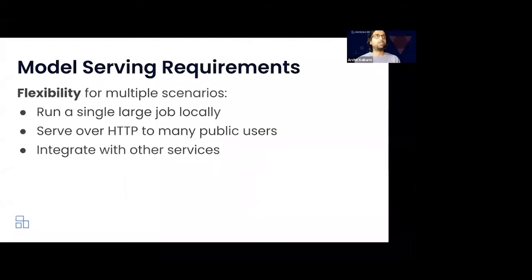And finally, ideally, you want the flexibility to be able to use your model serving solution in multiple scenarios. Here are just a few. One thing you might want to do is take your machine learning model and just run a single large job locally on your laptop or on some local cluster, just for your own personal use or for your experiment. Another use case might be you want to serve a model over HTTP, over the internet, to many public users. Those are kind of different scenarios. Ideally, you want to be able to support both. And also, you might want to integrate your model with other services as well, so your other services should be able to query your model. And you don't want to have to make too many modifications to your code to handle all these different scenarios.